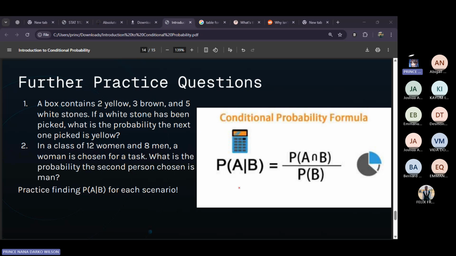Why am I using B here? I think it's meant to be W, women. So probability of men intersection women is 24 over 95. After finding this, we can now plug that into the formula. So the probability of finding men intersection women is 24 over 95. Let me just do it here. We divide that by the probability of finding a woman, which was given as what? 12 out of 20.